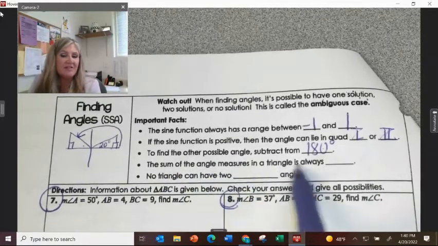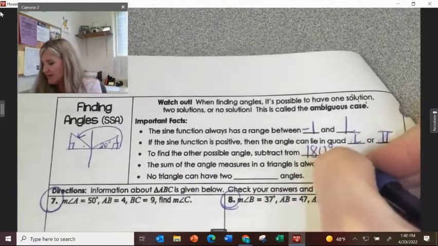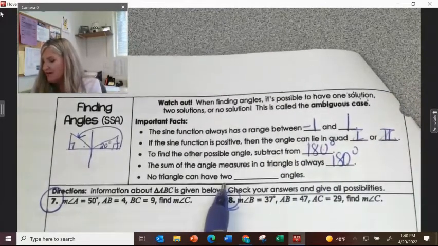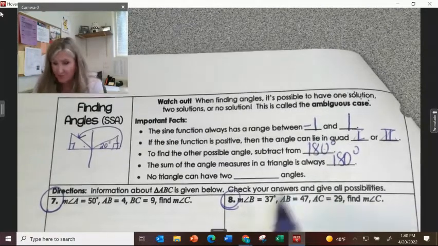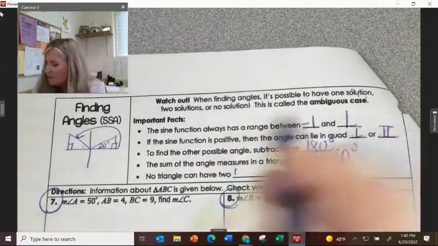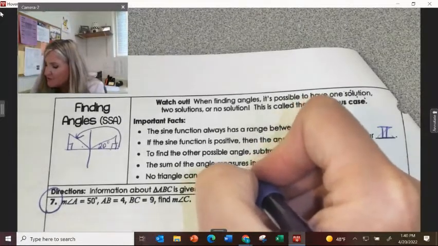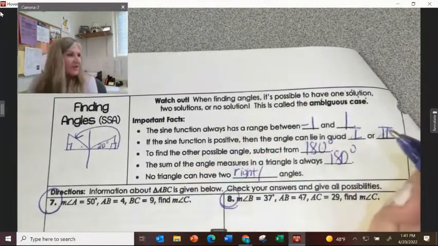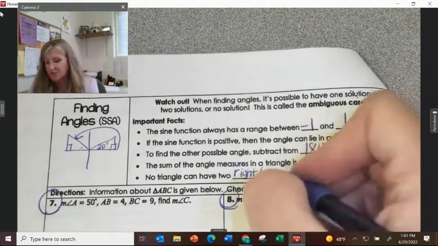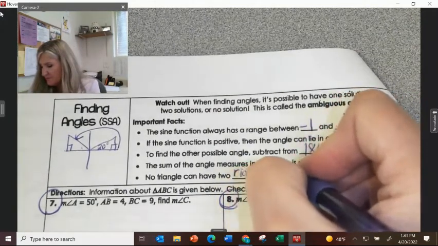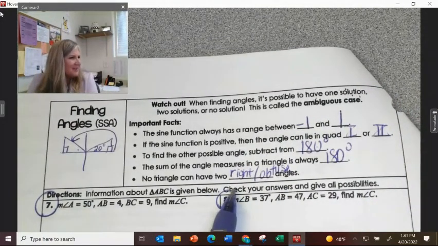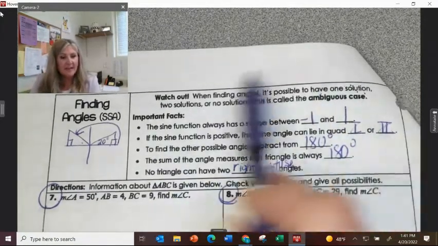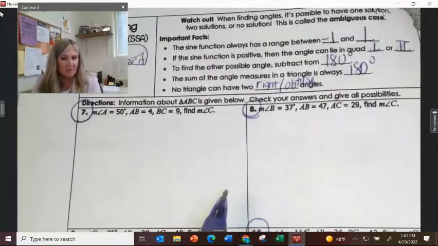The sum of the angle measures in a triangle, we all know that, it's always 180. No triangle can have two of what types of angles? No triangle can have two right angles, true. What other kind though? Obtuse. So we couldn't have a triangle with two right angles, right? Because then those two together would just be 180. It wouldn't work out. So we're going to have to be thinking of all of this as we're working through these problems.